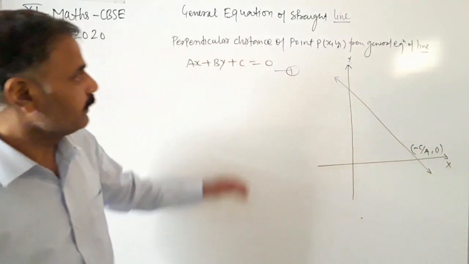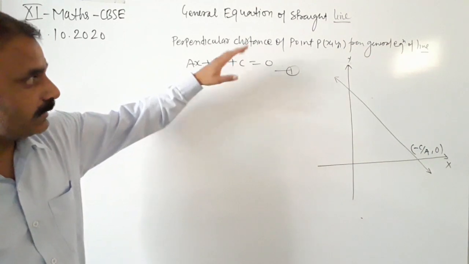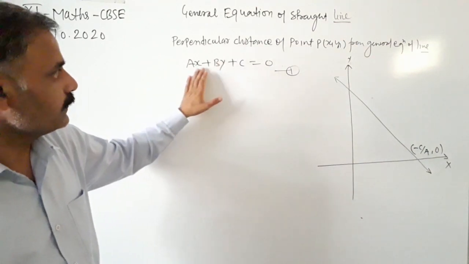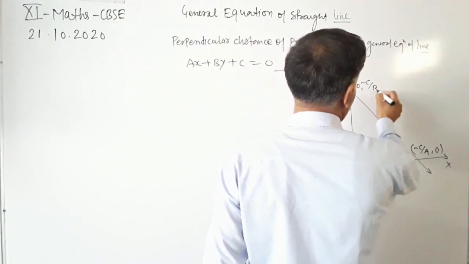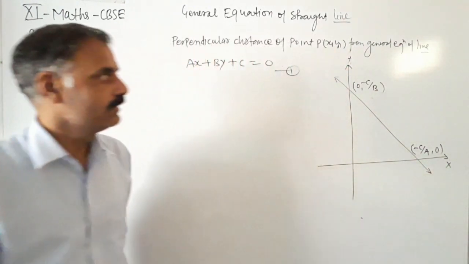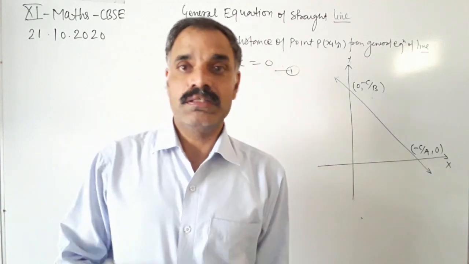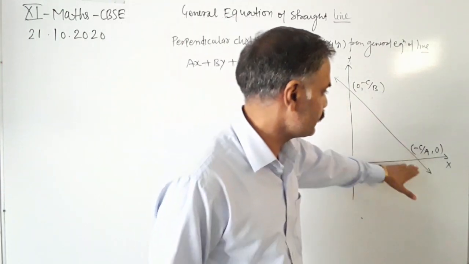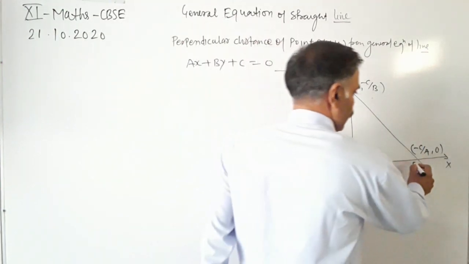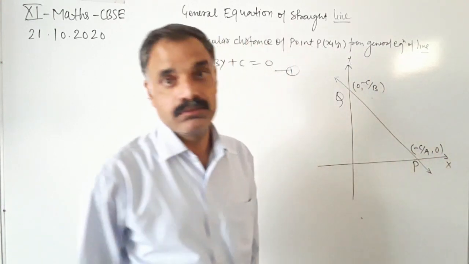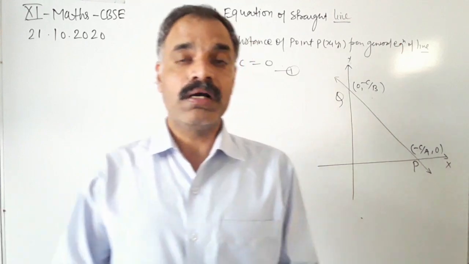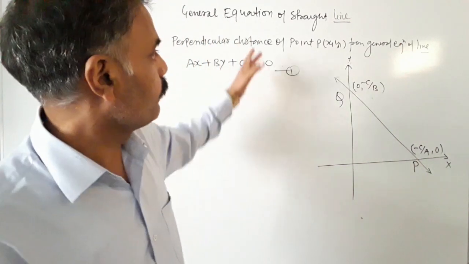Okay, and this line will intersect the y axis, that is x equals 0, at the point 0, minus c upon b. This line will intersect the x axis at this point P, and the y axis at this point Q.